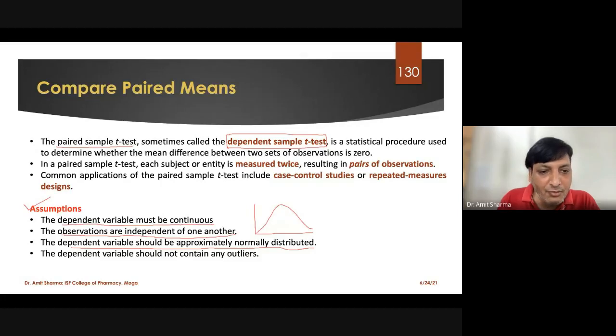And one more thing, the dependent variable should not contain any outliers. This we have not discussed in the previous classes. What do you mean by outlier? With a single definition, I can let you know what an outlier is.